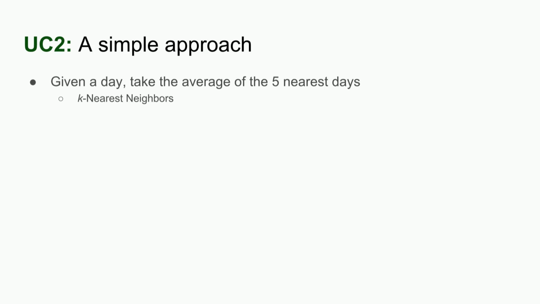So a simple approach here to solve this regression problem is to just find the 5 nearest days to you and say that we'll take the average of those. And that's basically a k-nearest neighbors model, where you find the 5 data points closest to a certain data point and average them together, and then that is the output.